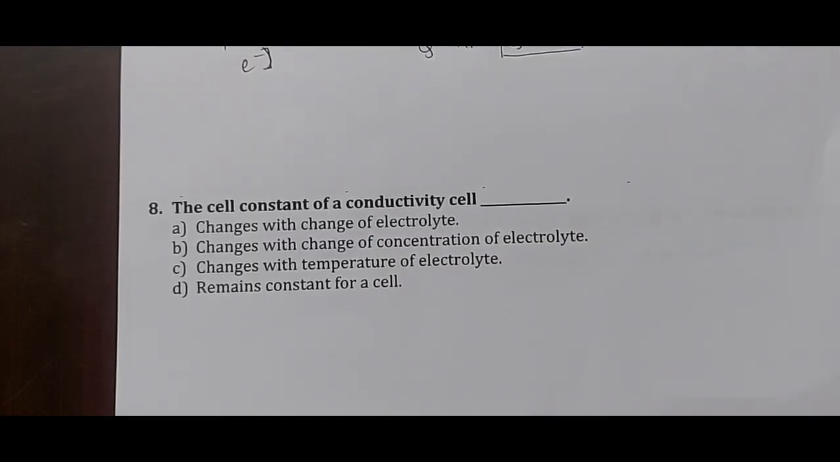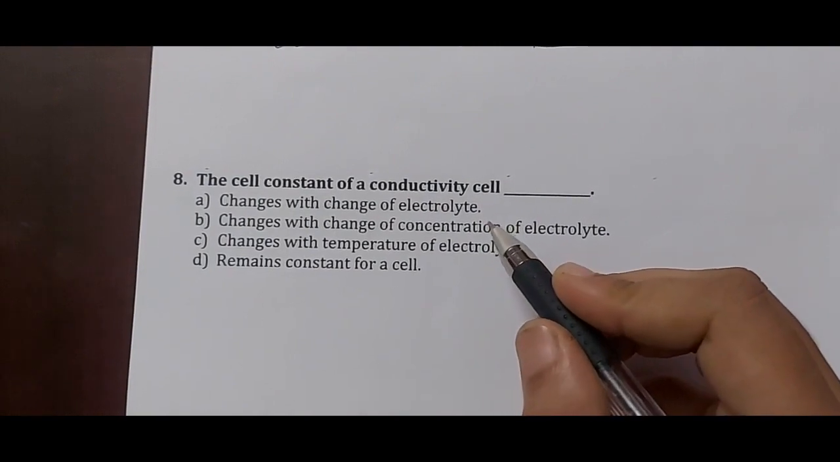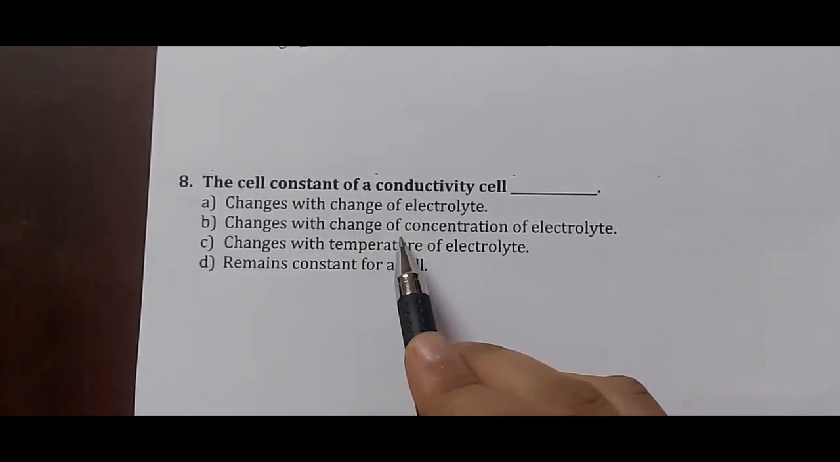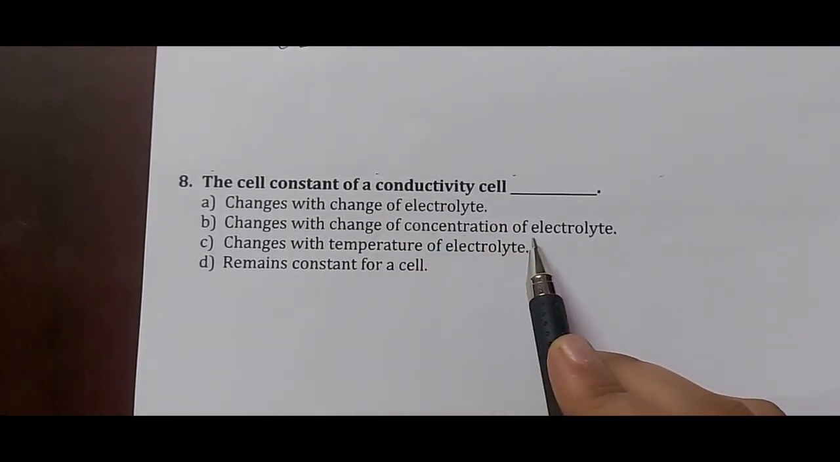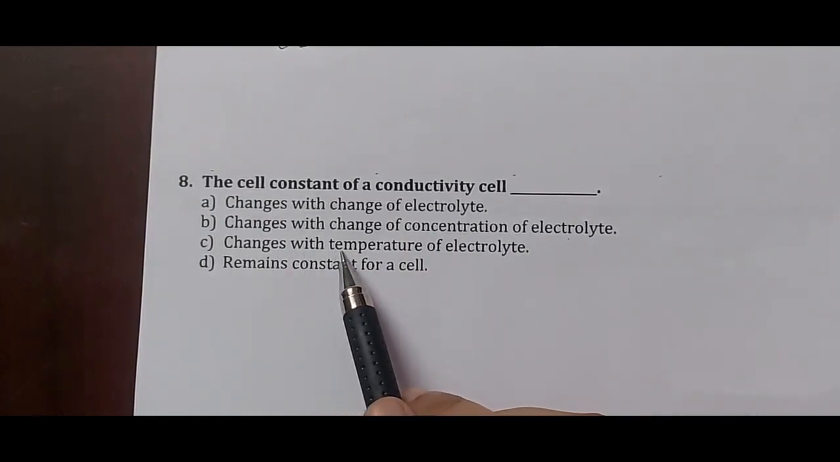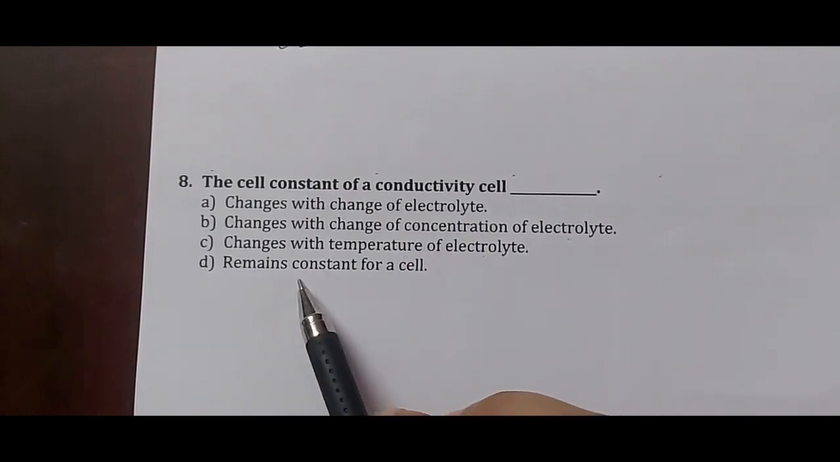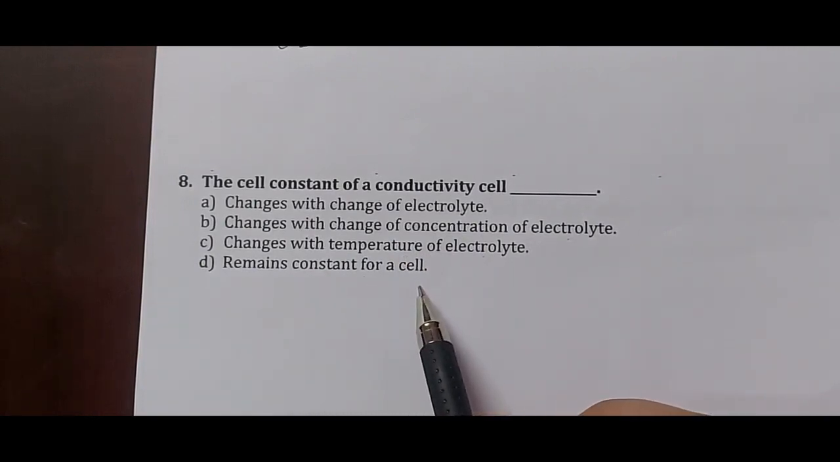Next question, question number 8. The cell constant of a conductivity cell. So the options given are option A, changes with the electrolyte. Option B, changes with the change of concentration of electrolyte. Option C, changes with the temperature of electrolyte. Option D, remains constant for a cell.